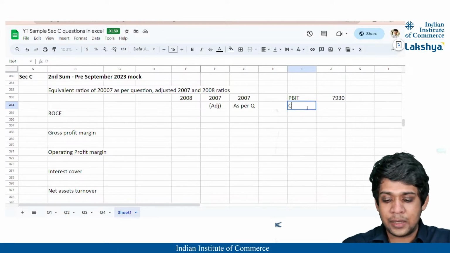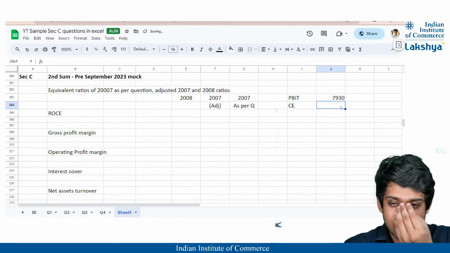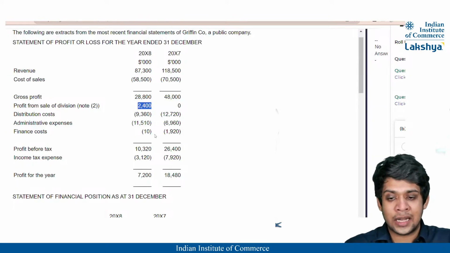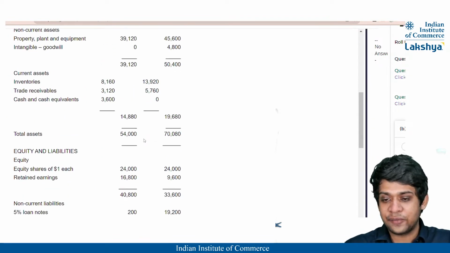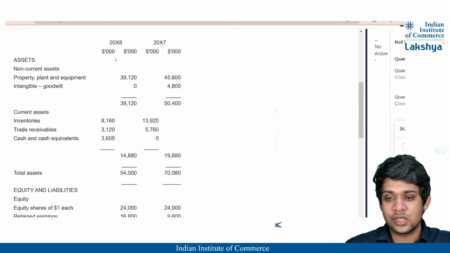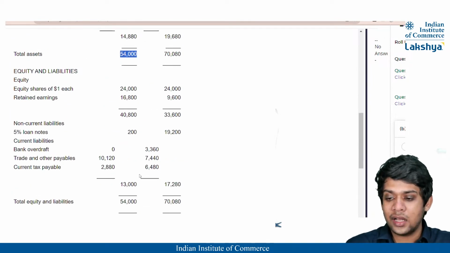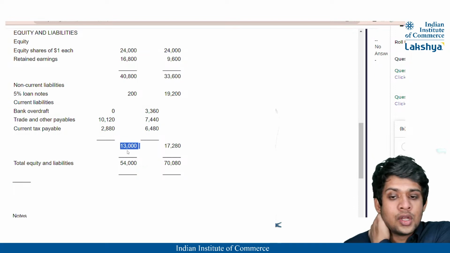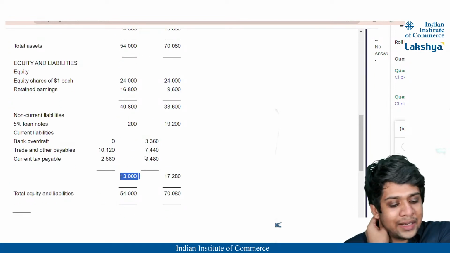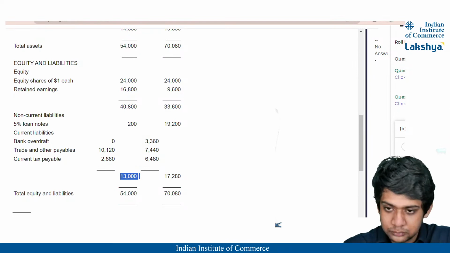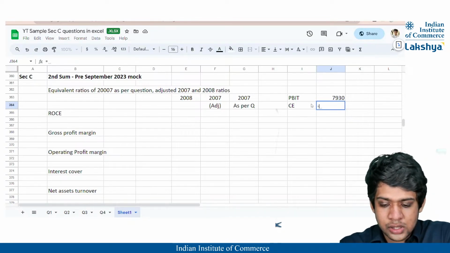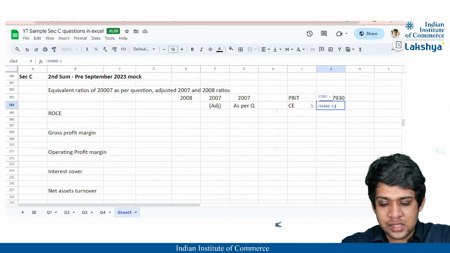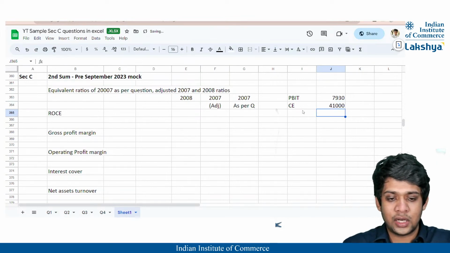And our capital employed. So capital employed, guys, is nothing but total assets minus current liabilities. So let us look at the statement of financial position. You can see here for 2008, the total assets are 54,000, correct? And our current liabilities is stated as 13,000. You can see here current liabilities section, it is stated as 13,000. So it will be nothing but 54,000 minus 13,000, correct? So it's equal to 54,000 minus 13,000, which is going to be 41,000.